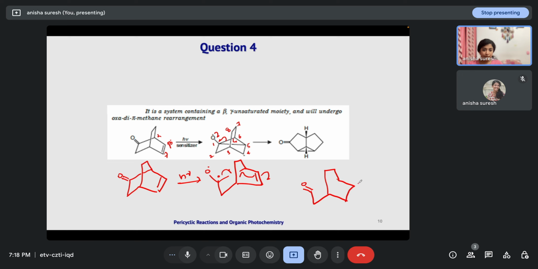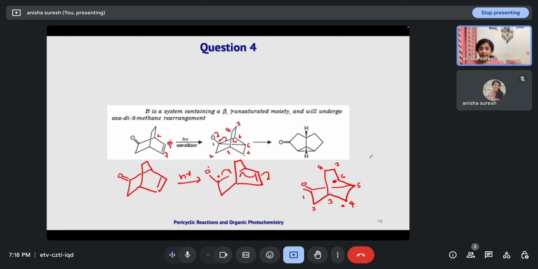5, 4, 3, 2, 1, and a bond is there between carbon 1 and 5. Okay, and here this is 6, 7, 8. A radical is present at this position and this position.